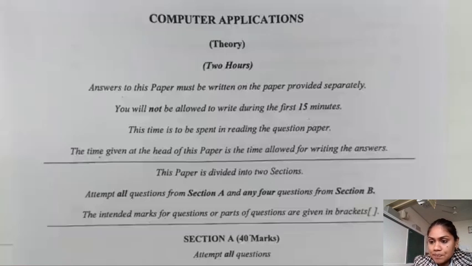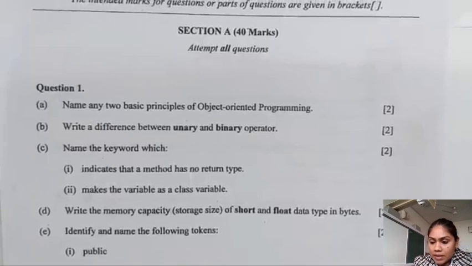So let us start with question number 1. Name any 2 basic principles of object-oriented programming. There are many basic principles of object-oriented programming like data abstraction, polymorphism, inheritance, but you need to write names of only 2.